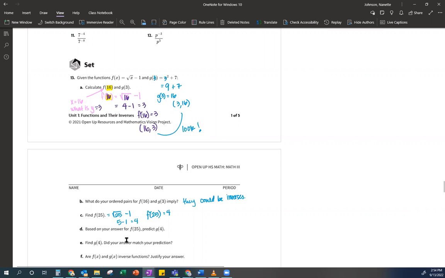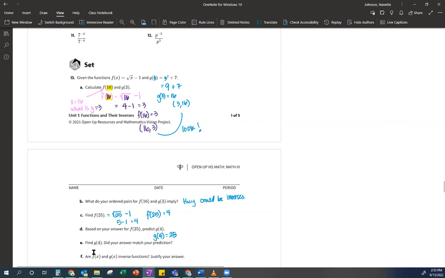Then they say, based on your answer for f of 25, predict g of 4. And I'm like, oh, look at this, I don't even have to plug anything in. Let me just guess. My guess is that g of 4 is 25, because remember, we flippy-flopped these. They're switched, implying they're inverses.